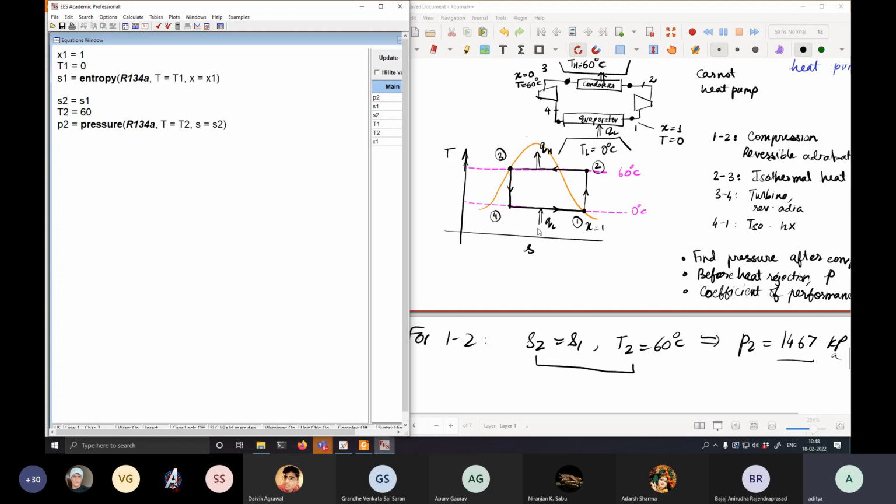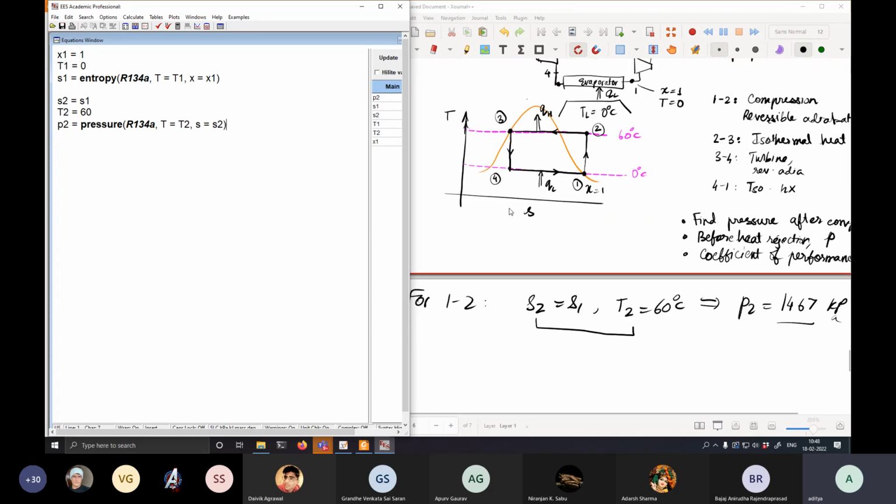What is the pressure before heat rejection? So the question is, what is the pressure at point 4? That's what they're asking. Now, how do I know what the pressure at point 4 is? We will first see what point 3 is. So point 3, x3 is equal to 0. And what is T3? 60.